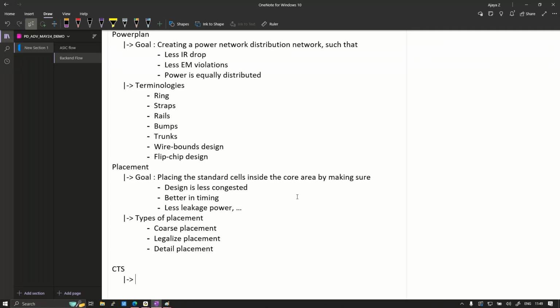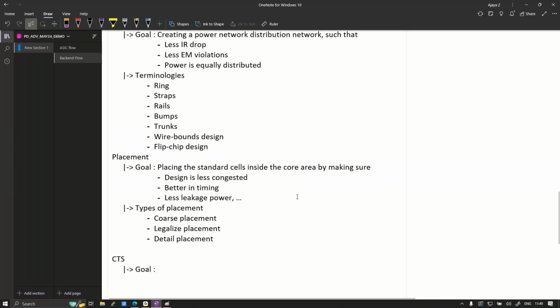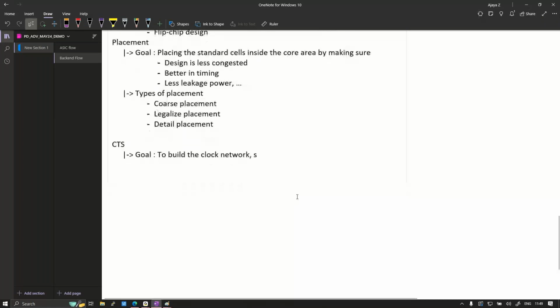Okay, so the goal will be to build the clock network such that all the sequential circuits will receive the clock.